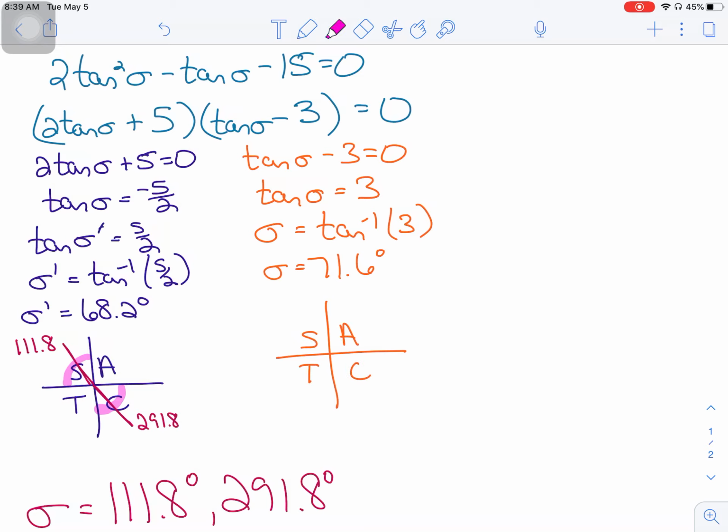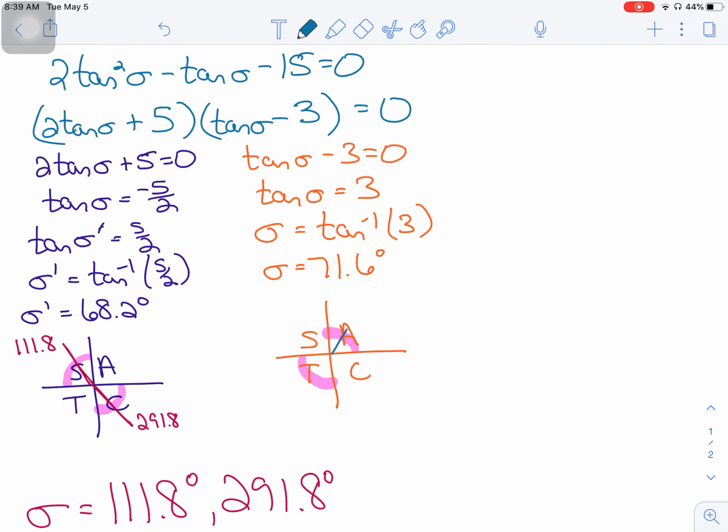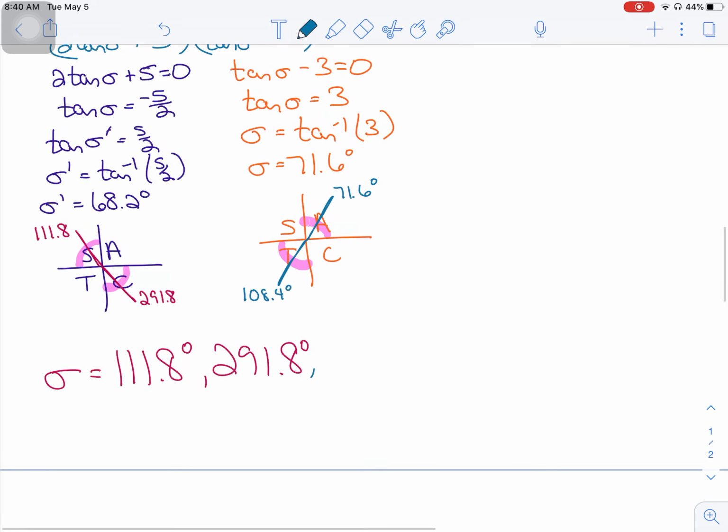ASTC, I'm looking for where is tangent positive in this case, and that's first and third quadrants. I am going to remind myself that my reference angle is in the first quadrant. And in the third quadrant, I would need to take 180 plus my reference angle. So that's going to give me 108.4 degrees. All right. So sigma is equal to those 2 angles, 71.6 degrees and 108.4.